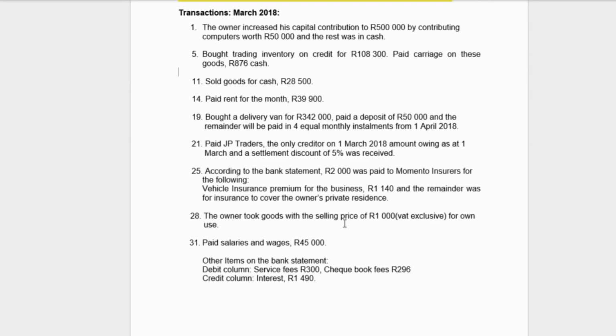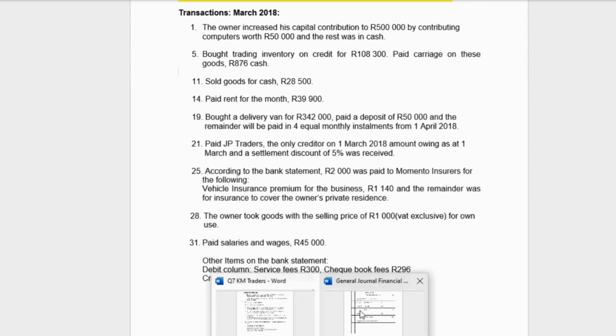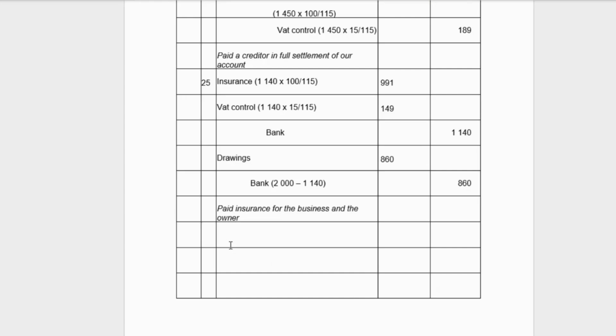Okay. So when we record these goods, we are also going to reverse that input. It means this time we're going to credit our VAT control. So the accounts affected are going to be drawings, the owner took inventory, trading inventory, and VAT control. So let's see how we record this transaction. To record the transaction that happened on the 28th, right? Transaction happened on the 28th.